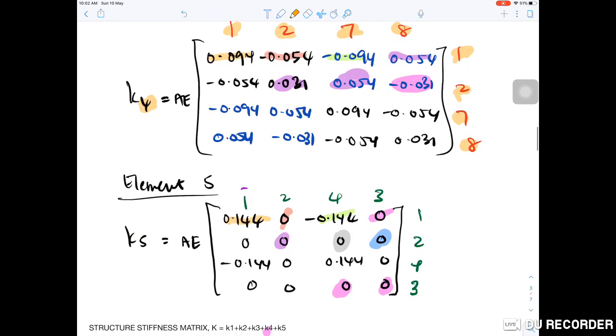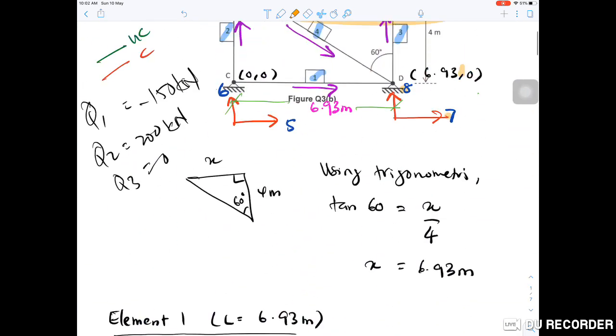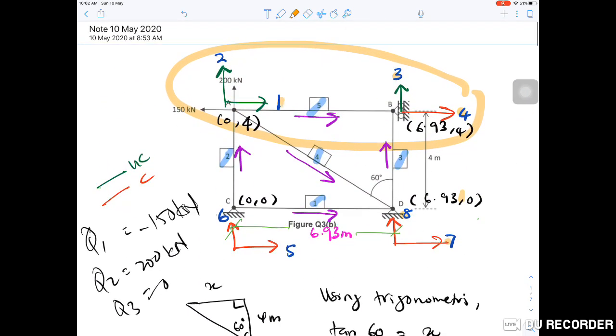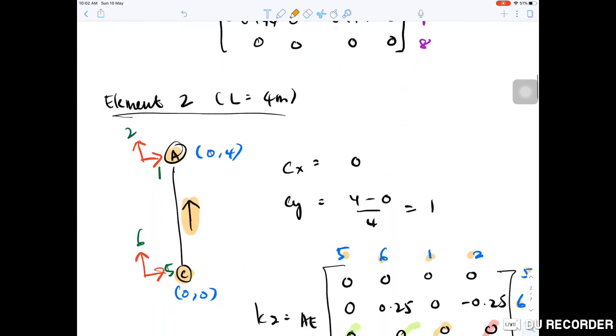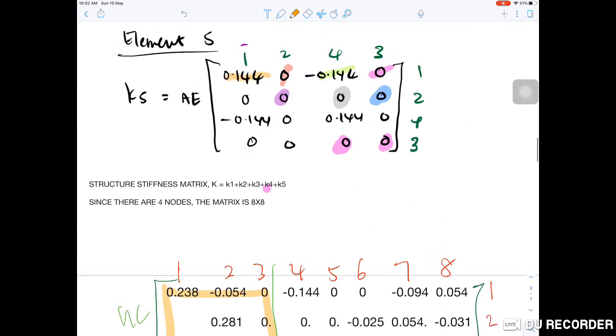For element number 5, it is 1, 2, 4, 3. X, Y, X, Y. XY for near, and XY for far. So 1, 2, 4, 3.